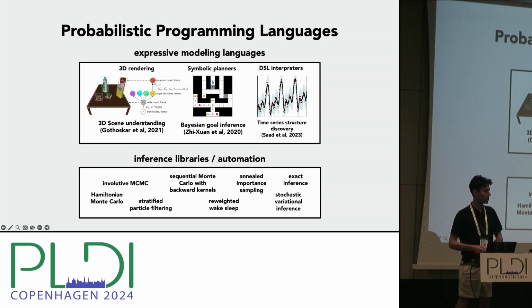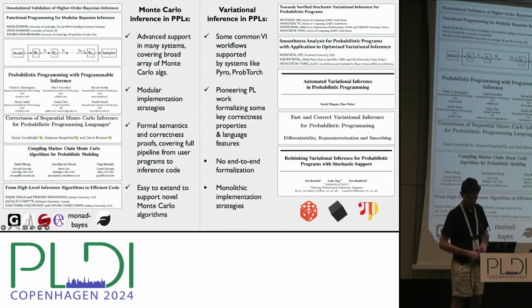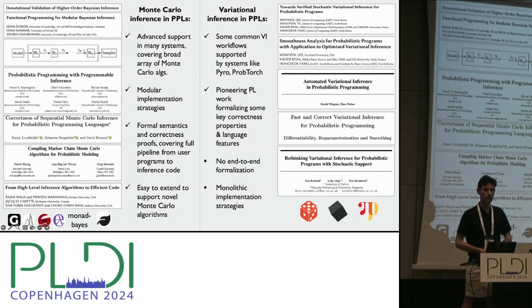The second capability PPLs provide is inference libraries, automation which supports approximate inference algorithms designed to provide approximate representations of the conditional distributions induced on the programs written in the modeling languages. PPLs support two main workhorse families of approximate inference algorithms, Monte Carlo methods and variational inference.